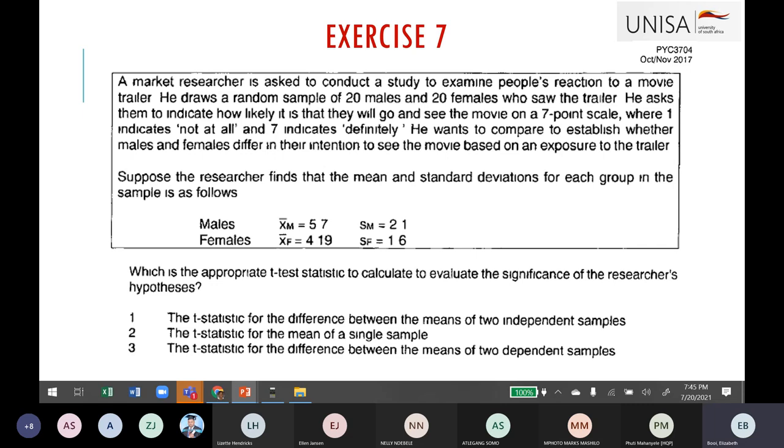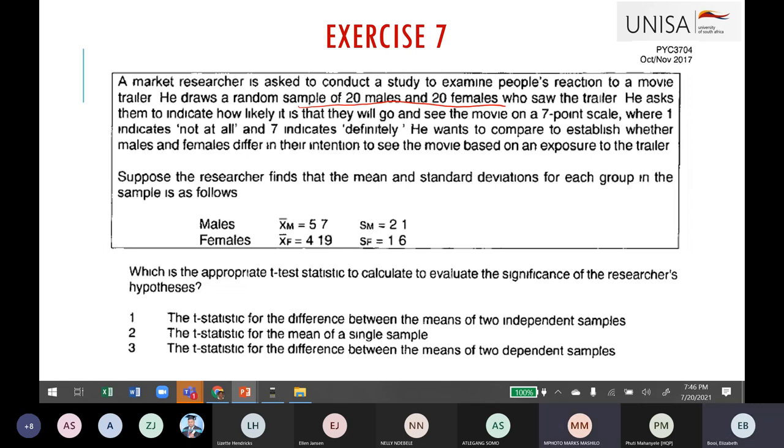Based on the same information, which is the appropriate t-test to calculate, to evaluate the significance of the hypothesis? Ask yourself, we're testing two groups. Is it a test for difference between two independent samples? Is it for the single sample? Is it for two dependent samples? One, two, or three? I think it's three.